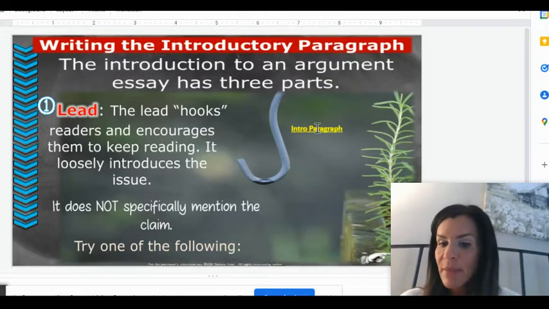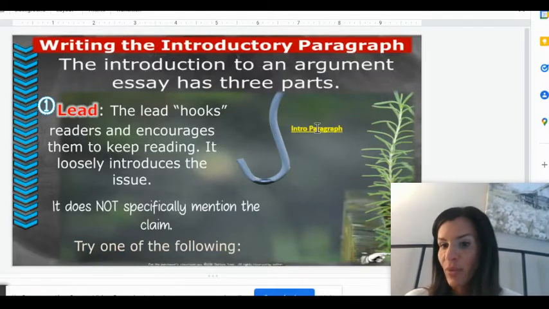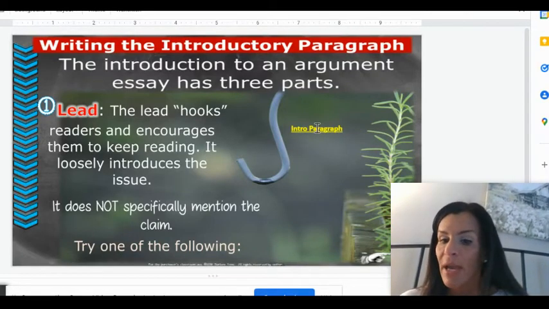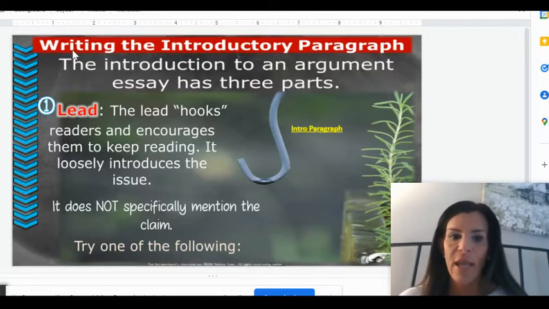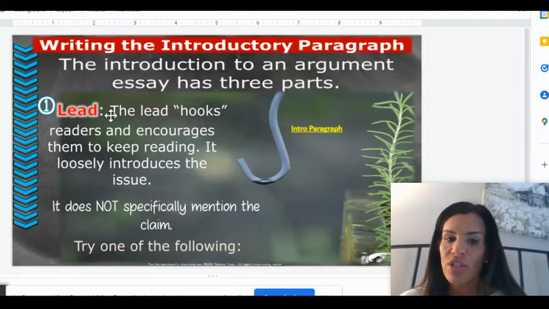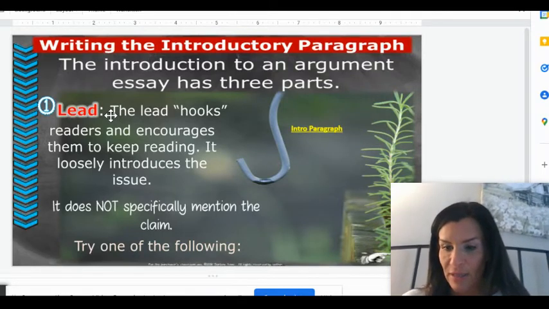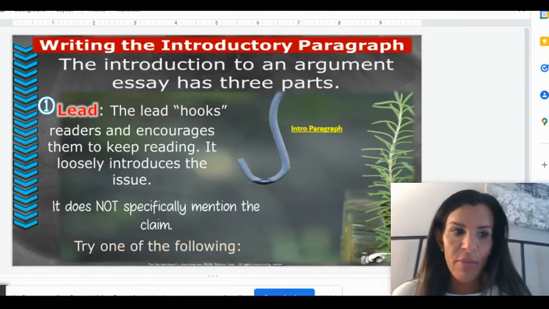So I'm going to show you some examples, but these examples, keep in mind, they are from a different topic, which is year-round schooling, and we're doing technology, okay? So just keep that in mind as we look through the different ways that you could hook a reader, okay? So you want to encourage them to keep reading. So something exciting has to happen at the very beginning. So that way the reader is like, oh my gosh, I need to read more about this.